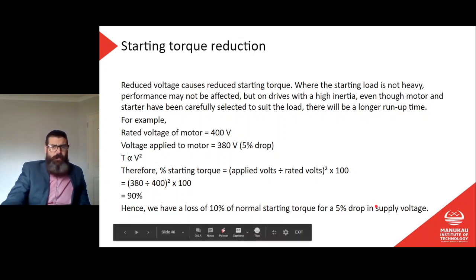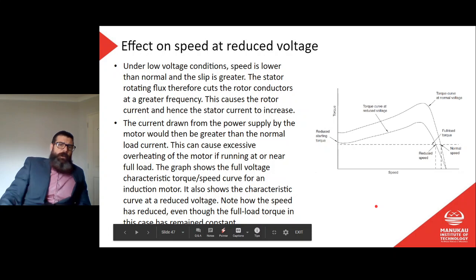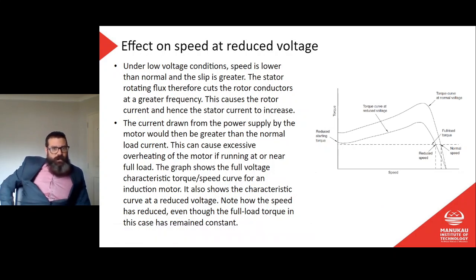So again, don't drop the voltage. Effect on speed at reduced voltage. Under low voltage conditions, speed is lower than normal and the slip is greater. The stator rotating flux therefore cuts the rotor conductors at a greater frequency. This causes the rotor current and hence the stator current to increase. The current drawn from the power supply by the motor would then be greater than the normal load current. This can cause excessive overheating if the motor is running at or near full load.